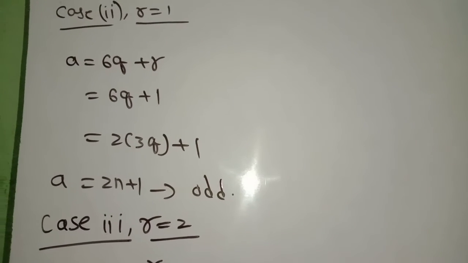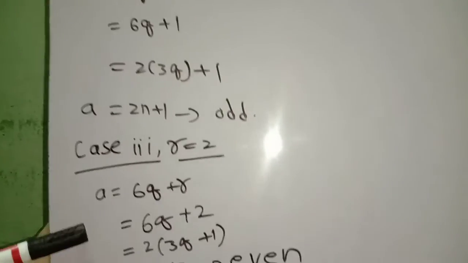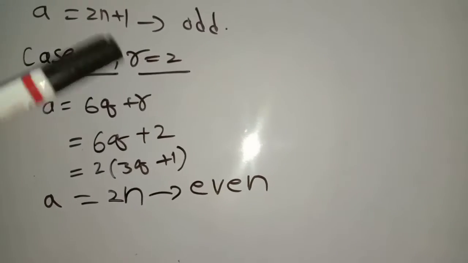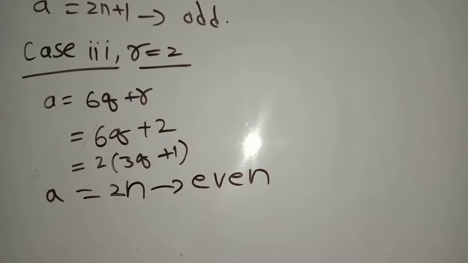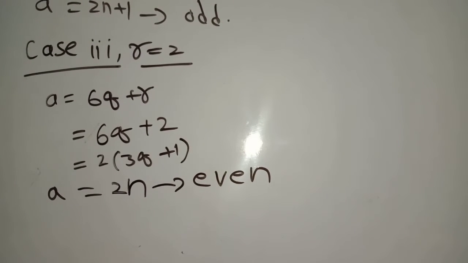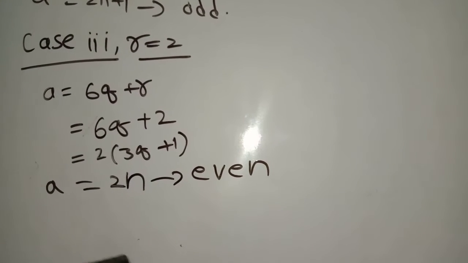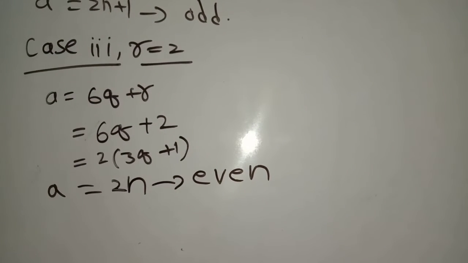So now we have got up to case 3, r = 2. So a = 6q + r = 6q + 2 = 2(3q + 1). We took common 2 here. So again it becomes 2n. It is divisible by 2, so it is even.